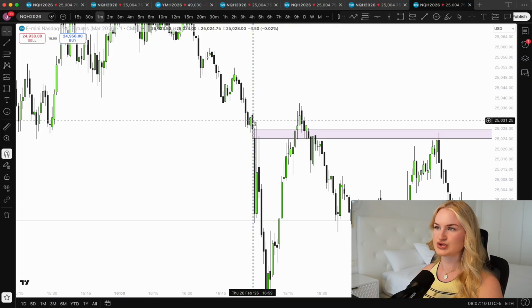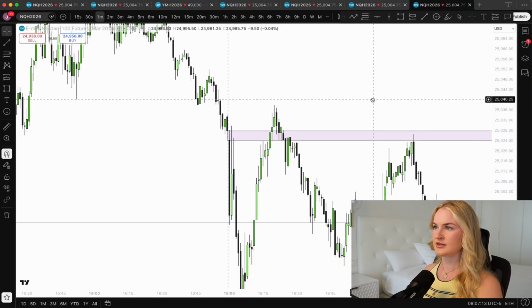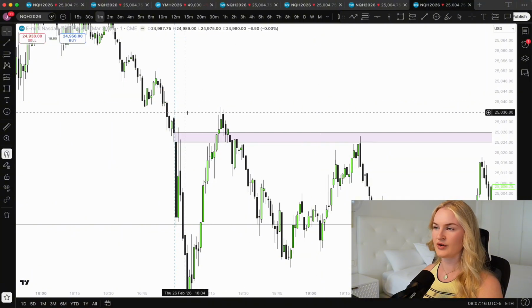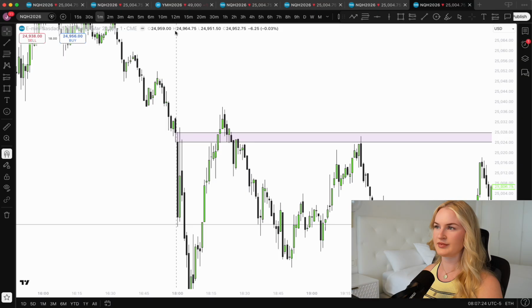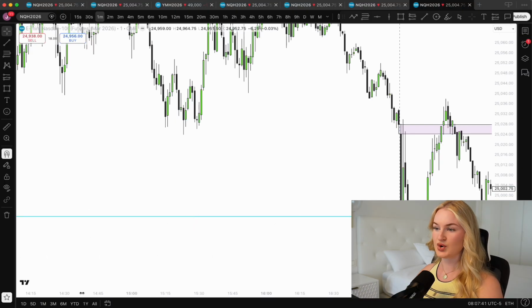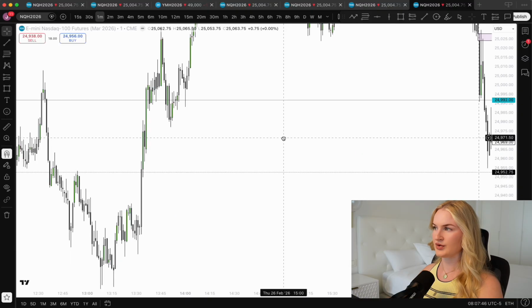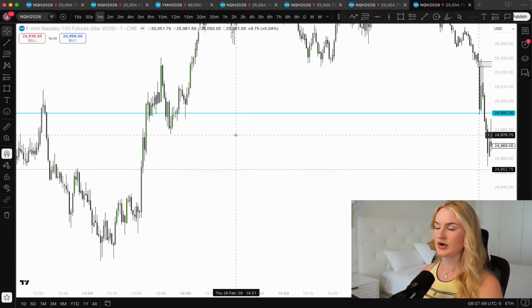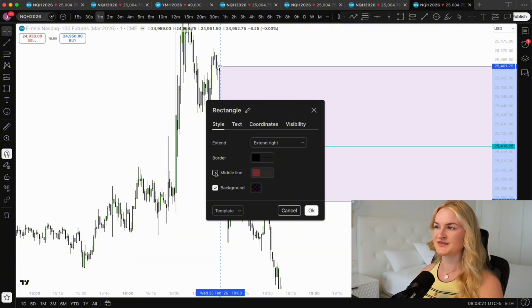So yeah, and you can also see the exact levels of every high, of every open and close of the candle. When we go on the candle, you can see it right on the top here. Like the open is 25,033.50 and the close is 25,028. And we're going to do that now on every single opening, on every single daily open. And when the new day opening gap is very big, then I always like to draw the middle line as well.